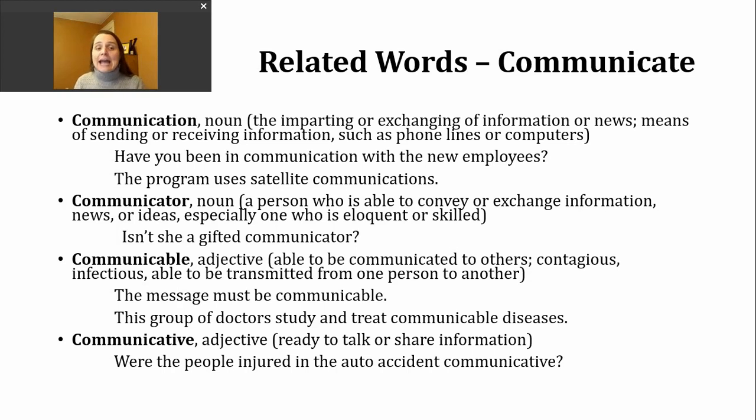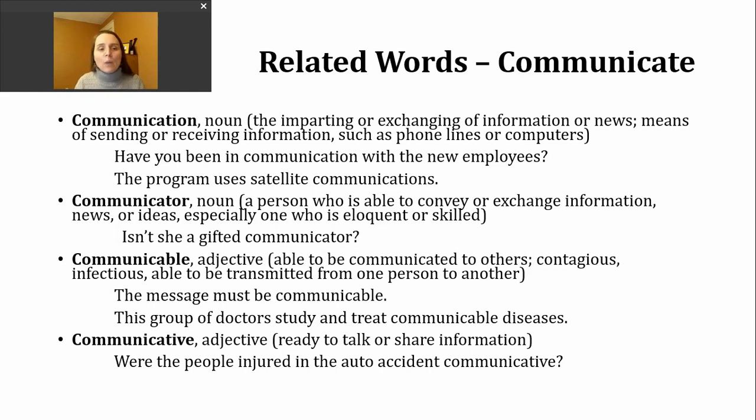The next word we're going to look at is the adjective communicable. You might see the suffix on the end here, able, right? So it ties into the meaning able to be communicated to others. That's one possible definition for this adjective. So an example of that usage, the message must be communicable. So here, maybe the wording is too difficult, the way the message is being shared, people aren't going to be able to understand it. So we want it to be able to be shared.